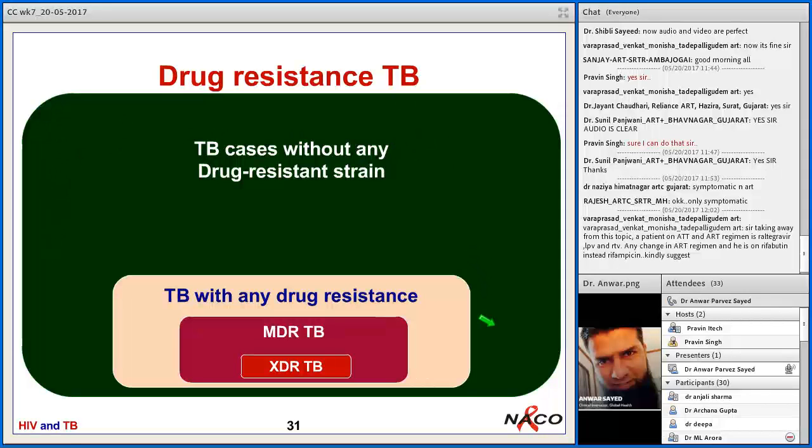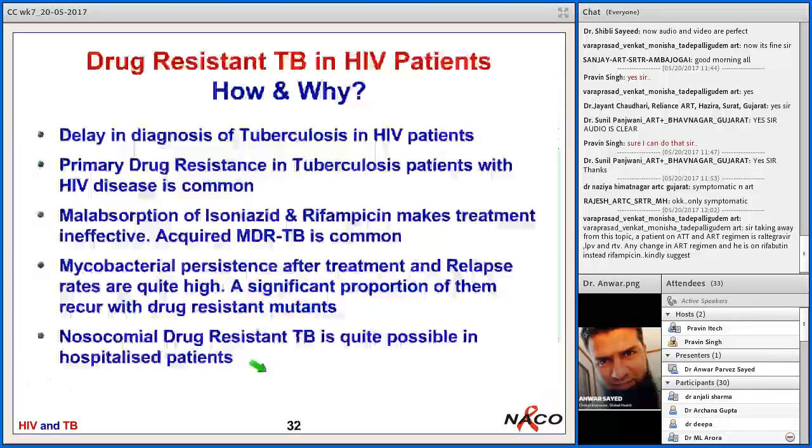Drug resistant TB, again these days the problem is increasing day by day. Among total TB cases without any drug resistant strain, some will have resistance to one or another drug. If they have resistance to at least INH and rifampicin, such cases are called MDR TB. In addition, if these cases of MDR TB also have resistance to any of the injectable aminoglycosides and fluoroquinolones, then it is called XDR, that is extremely drug resistant tuberculosis.